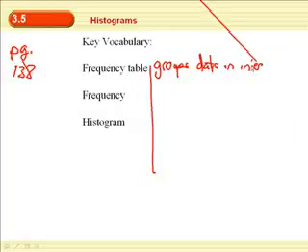Yeesh, crazy pen. I don't know, kind of going crazy on me. Hopefully it'll hold out.